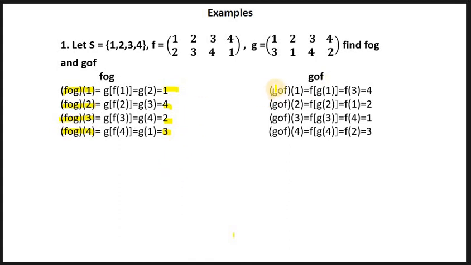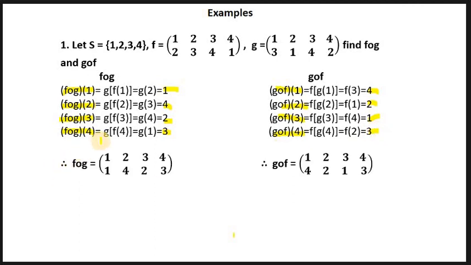Similarly, g of f of the first element is 4. g of f second element is 2. Then g of f of 3 is 1. g of f of 4 is 3. Hence, the f of g is equal to the first row of f remains as it is 1, 2, 3, 4, and the second row, that is the image row, we have calculated.